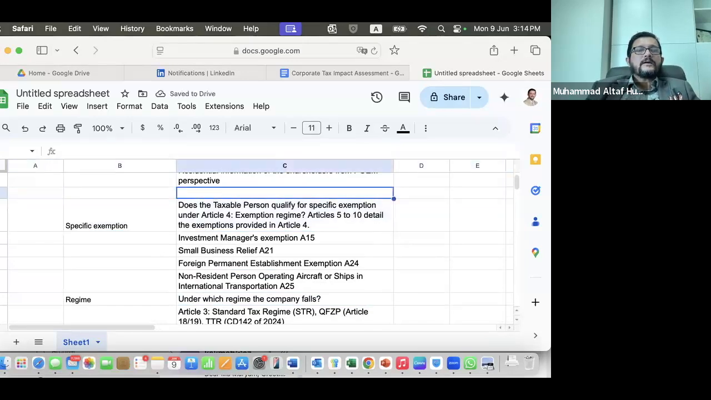Like somebody comes to you and says, I have a general partnership registered with DED. Will you treat it as an unincorporated partnership or an incorporated partnership? It has a license, so it's an incorporated partnership. That general partnership is sometimes referred to as a partnership company. The only difference is that the liability of partners is unlimited. It is still a company with unlimited liability of partners.